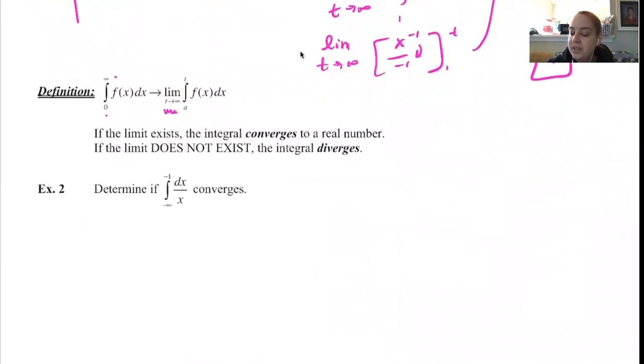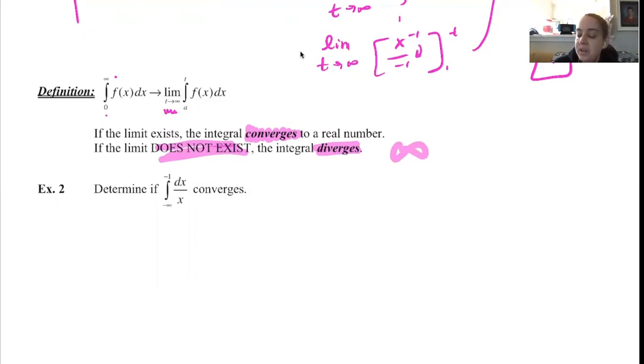So there's my definition. The integral from a to infinity of f of x dx is the same thing as the limit as t approaches infinity of the integral from a to t of f of x dx. If the limit exists, the integral converges to a real number. This is a word that you're going to be very tired of when you get to unit 10. So if it has an answer, we say that it converges. If the limit does not exist, we say that it diverges. That's kind of the new word for us. Does not exist means diverges. Also if you got infinity for an answer, infinity does not exist, infinity diverges.